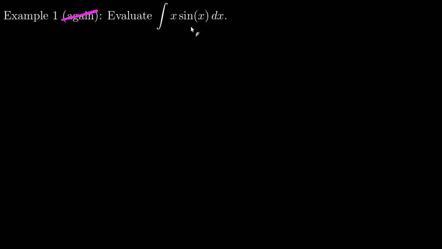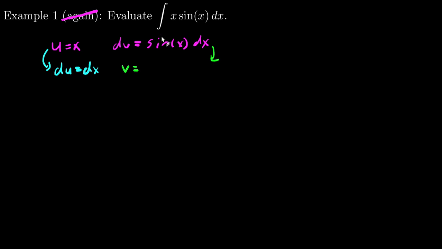Evaluate this. So I need to choose u, and I'm going to follow that LIPET. There are no logs, there are no inverse trig, there is a polynomial. That's going to be x. And then dv is going to be everything else, sine x dx. And I'll take the derivative here, and that will get me du equals dx. I'm going to take the antiderivative here, and that will get me v equals negative cosine x.